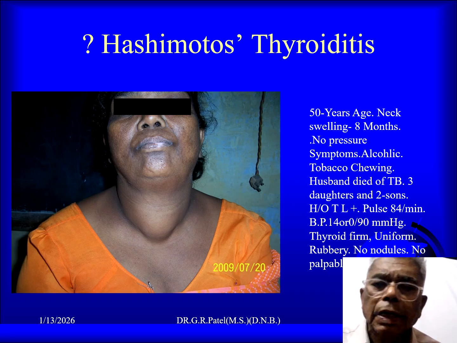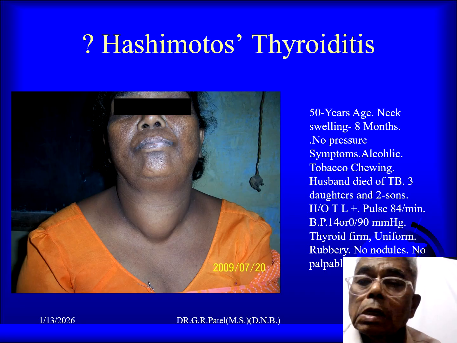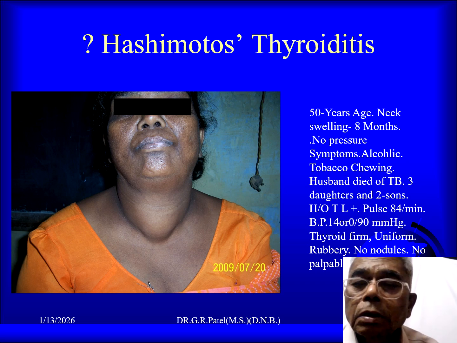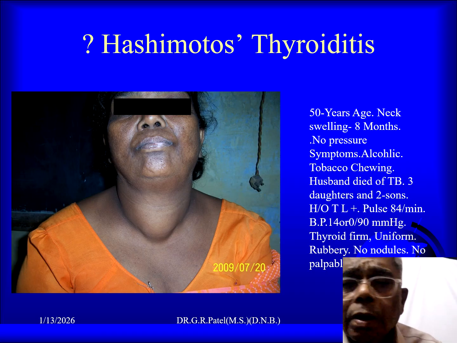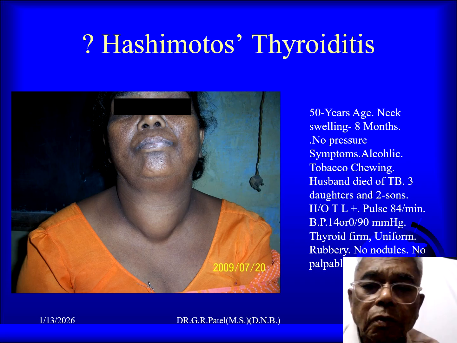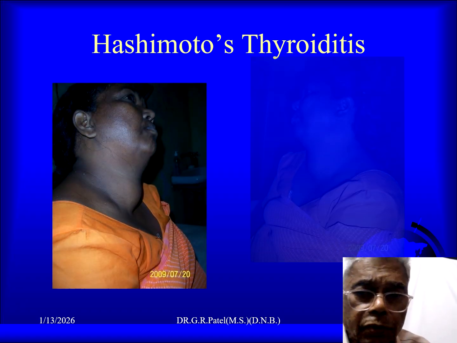This is Hashimoto's thyroiditis. Neck swelling for 8 months, no pressure symptoms, alcoholic, tobacco chewing, husband died of tuberculosis, 3 daughters and 2 sons. History of tube ligation, pulse 84 per minute, BP 140/90 millimeter of mercury, thyroid uniform, rubbery consistency, no nodules, no palpable lymph nodes. Hashimoto's thyroiditis.